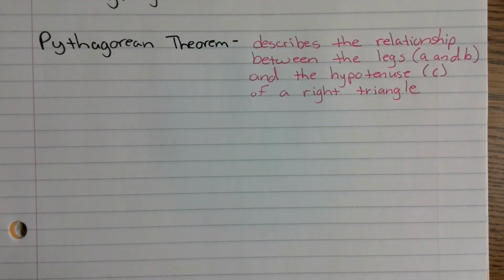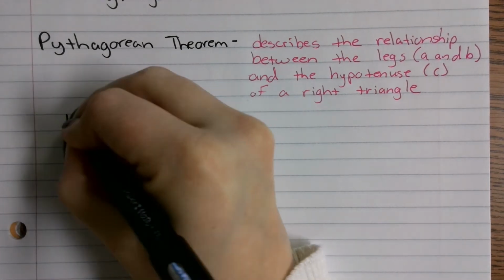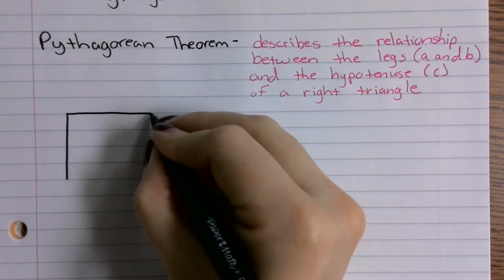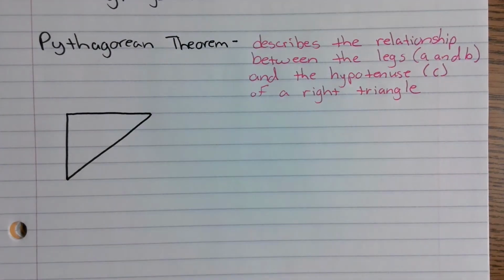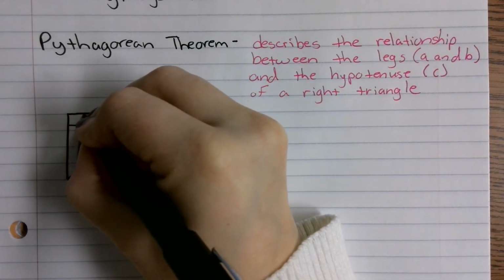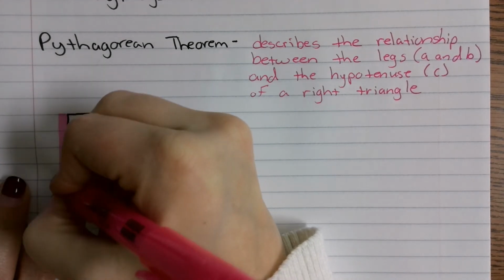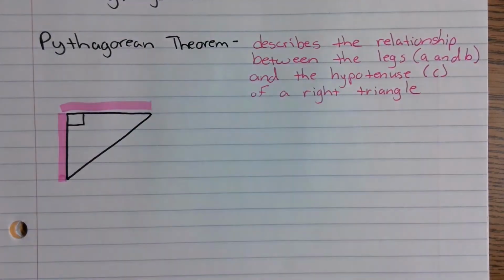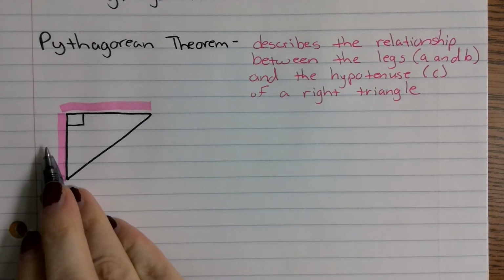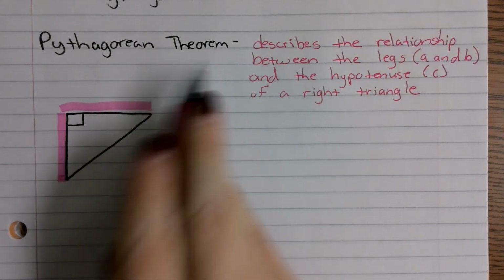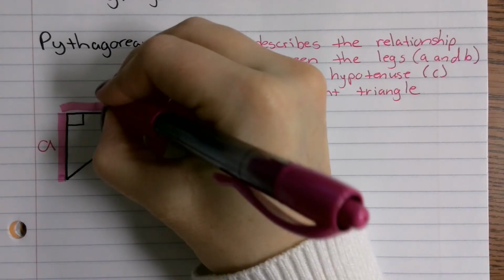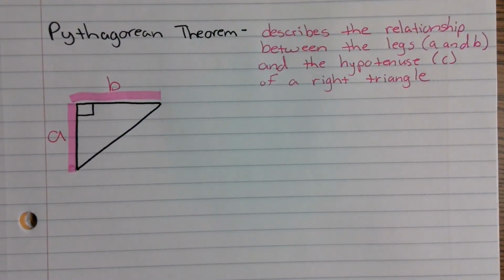I'm going to draw a right triangle real quick. The two measurements that form the right angle are always the legs. It does not matter if you label one of them A and the other one B. They're interchangeable. This could be A or it could be B. I'm just going to label this one A and this one B. It's important to understand that the legs form the right angle.